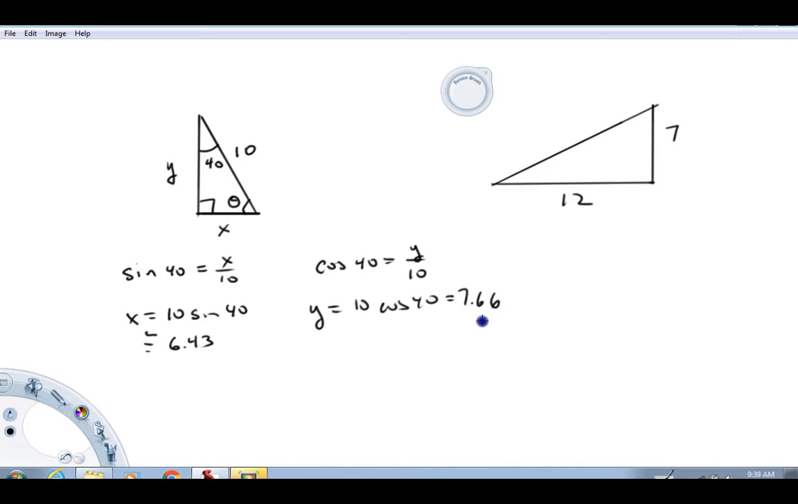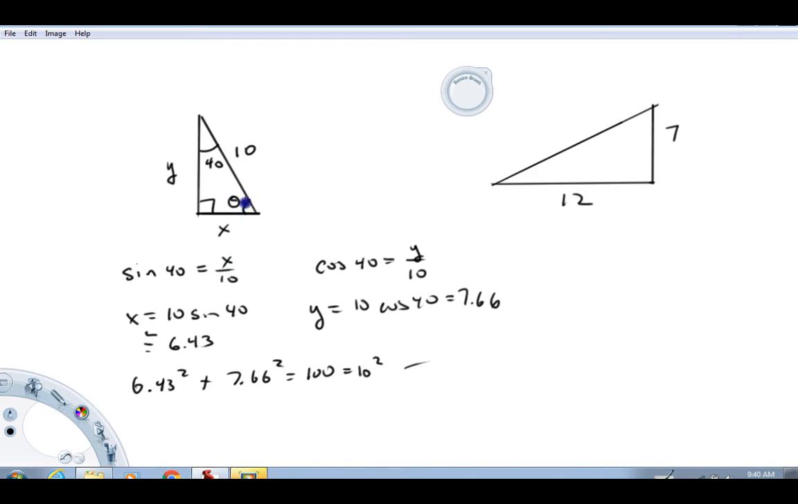Now, as a quick check by Pythagorean theorem, because this is a right triangle, x squared plus y squared has to equal 10 squared. I'm just going to do a quick check on that. 6.43 squared plus 7.66 squared is about 100, which is approximately 10 squared. Well, 100 is exactly 10 squared. This is actually 100.02. So this is my check here that my calculations are probably good.